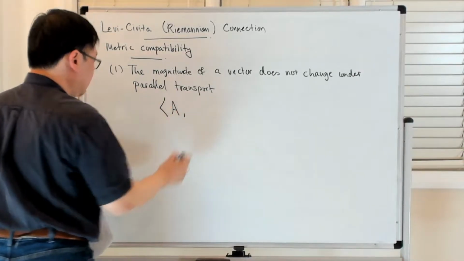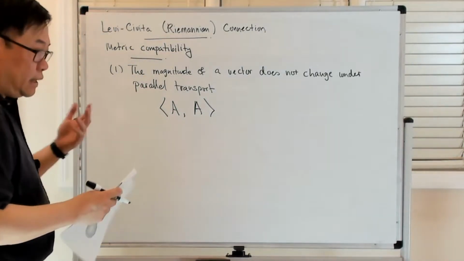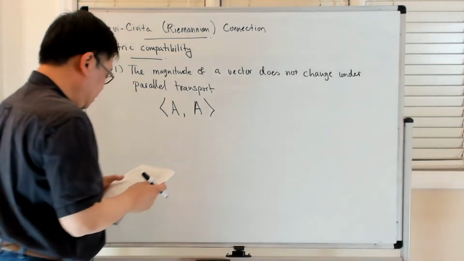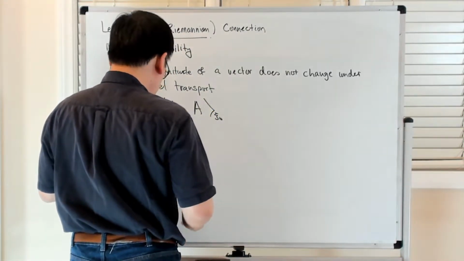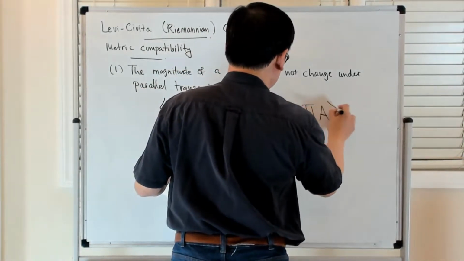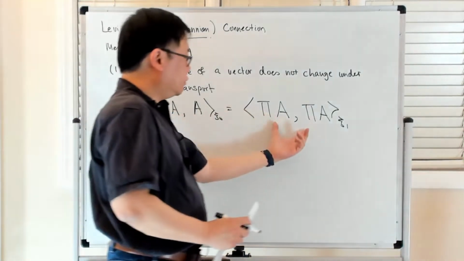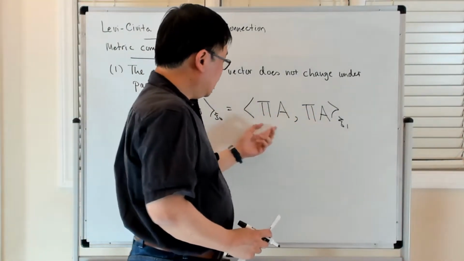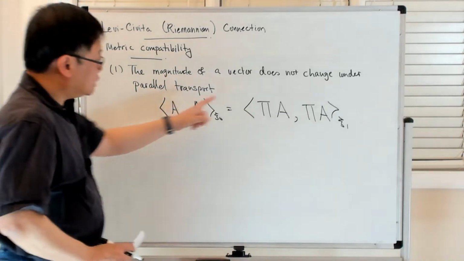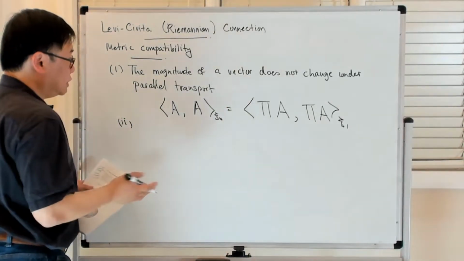If you have a vector A, you can make sense of its length squared by taking the inner product of that vector with itself with respect to this Riemannian metric. So if you start off with a point C0, and then parallel transport this vector and end up at C1, and that inner product stays constant, then the magnitude of the vector doesn't change under parallel transport. The second thing is when the inner product of two vectors doesn't change.